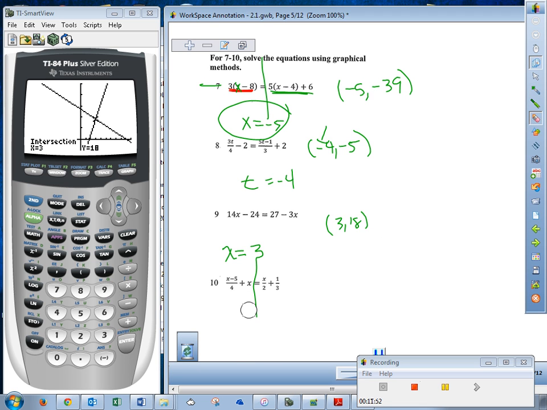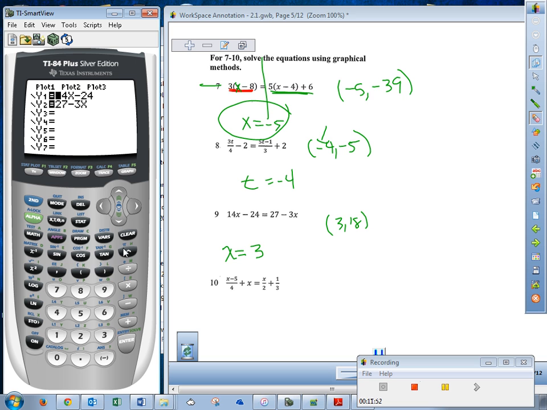And finally, the last one, it's just typing it incorrectly. So y equals, clear me. X minus 5 is a quantity. That's an entire numerator. Divided by 4. Then you can just put the plus x.